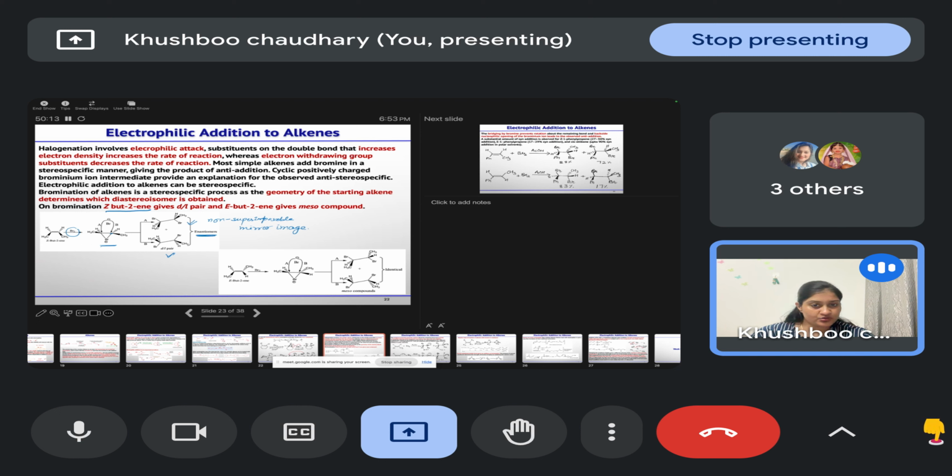So these are enantiomers. And if we have E-2-butene, in this case also, firstly the bromonium ion will form, then your bromide ion can attack at one of the carbons, A or B. Now in this case, the species formed has a plane of symmetry in between. Because of that, these compounds are meso. Is this clear? Any doubt?